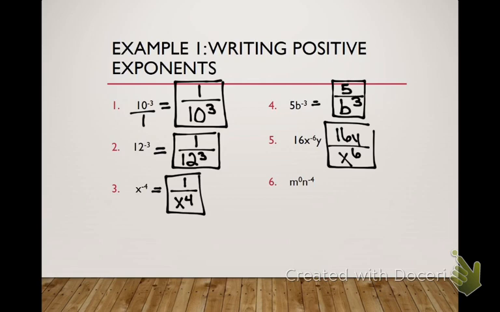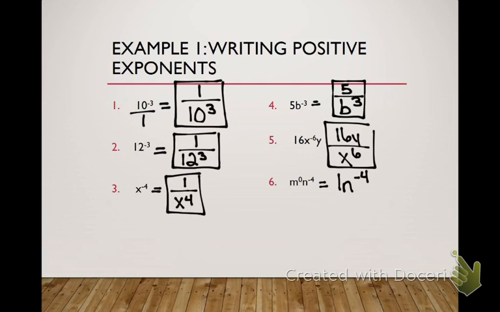Something raised to a power of 0 is always 1. Okay, so let's see who remembers that. M to the power of 0, n to the negative 4th. I can write it as, good job. What's m to the power of 0? 1. It is 1, n to the negative 4th.